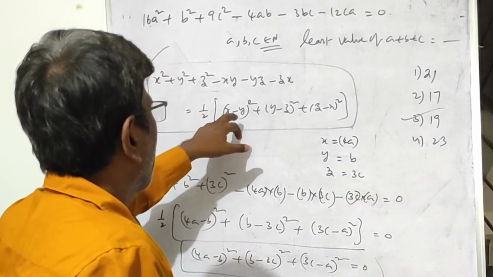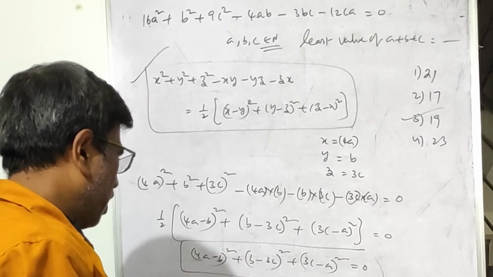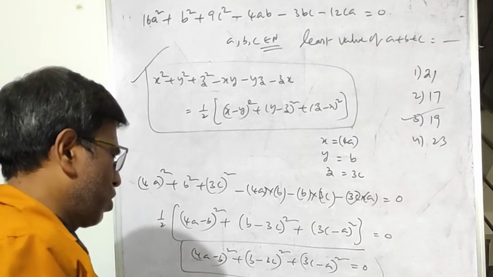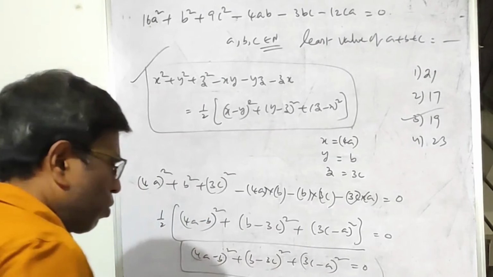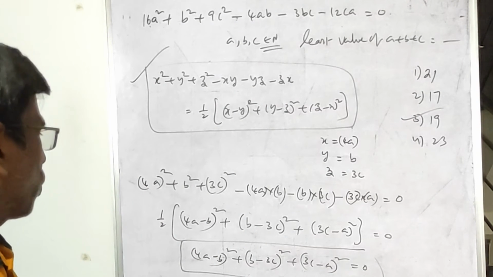So this is equal to half into (x minus y) whole square, (y minus z) whole square, (z minus x) whole square. This can be another formula: x square plus y square plus z square is 0, which implies x equals y equals z equals 0. So we converted this question to this form.